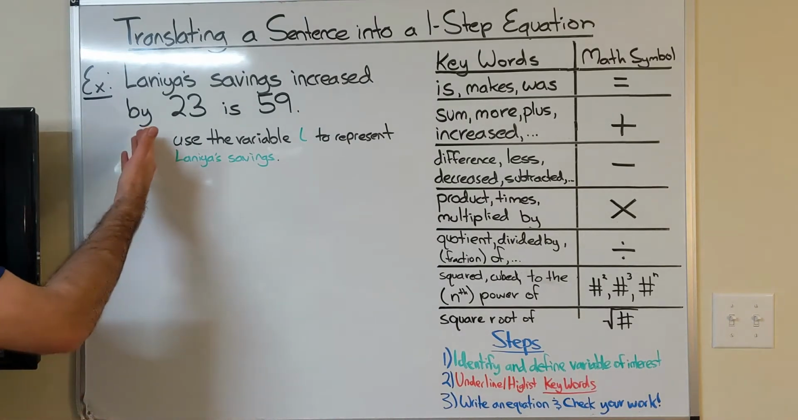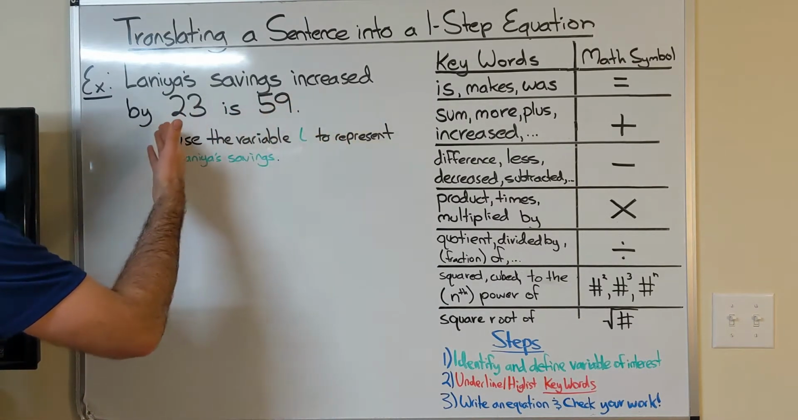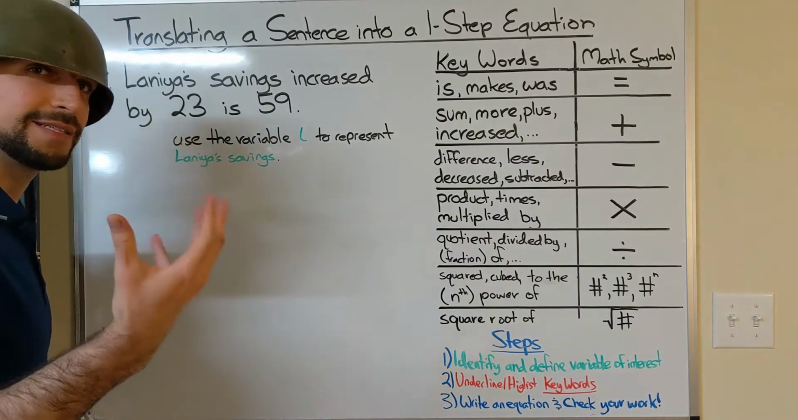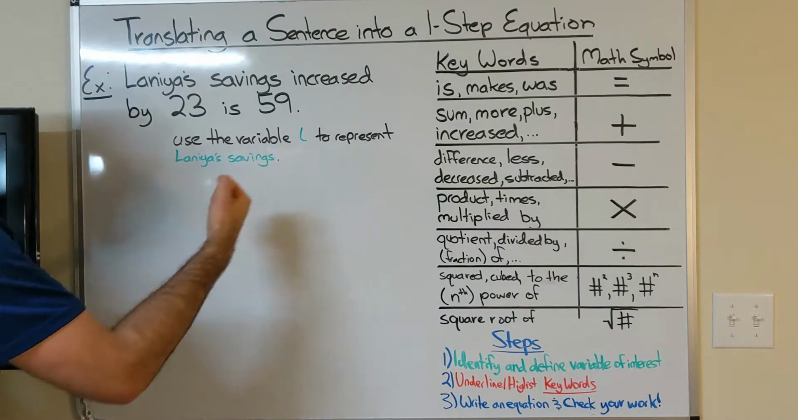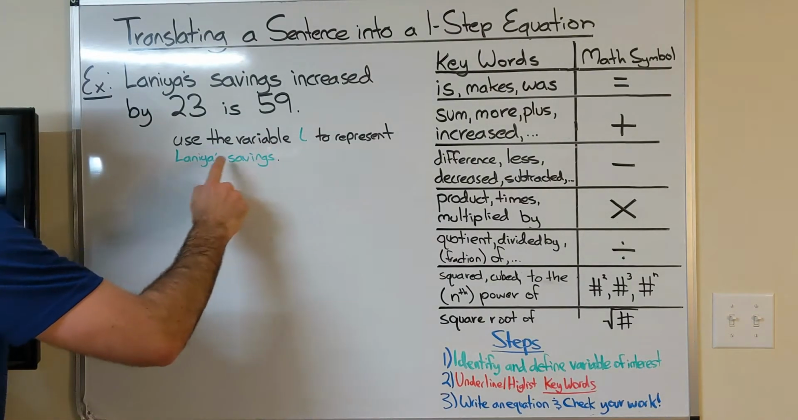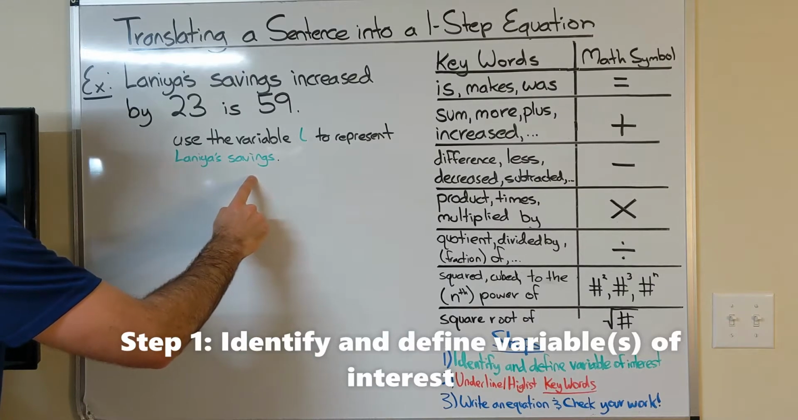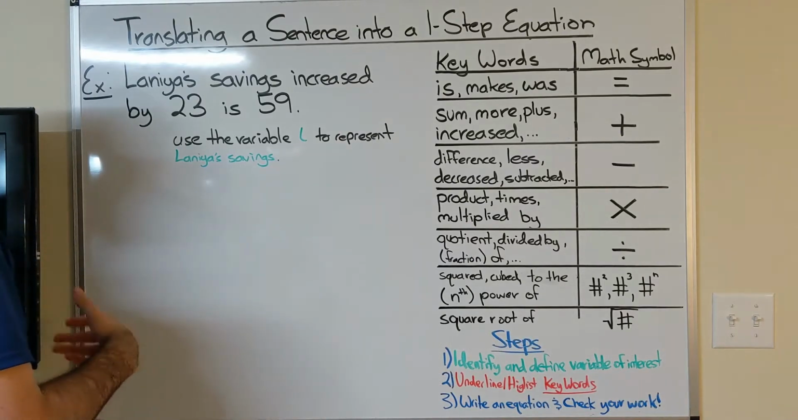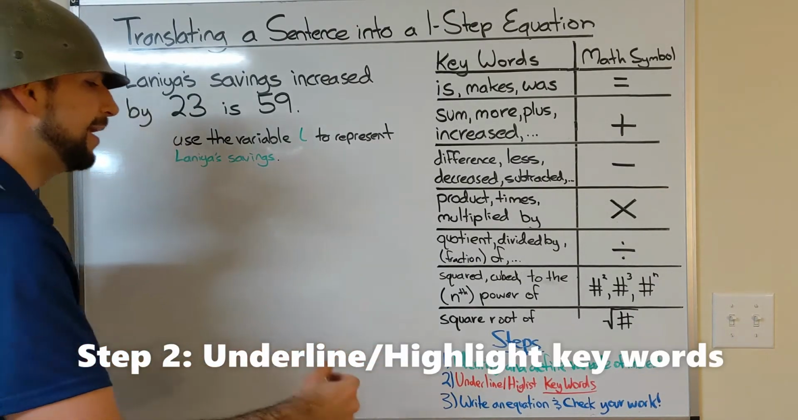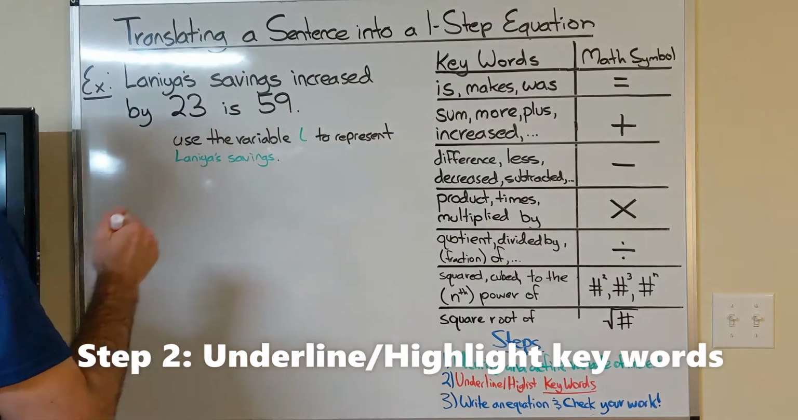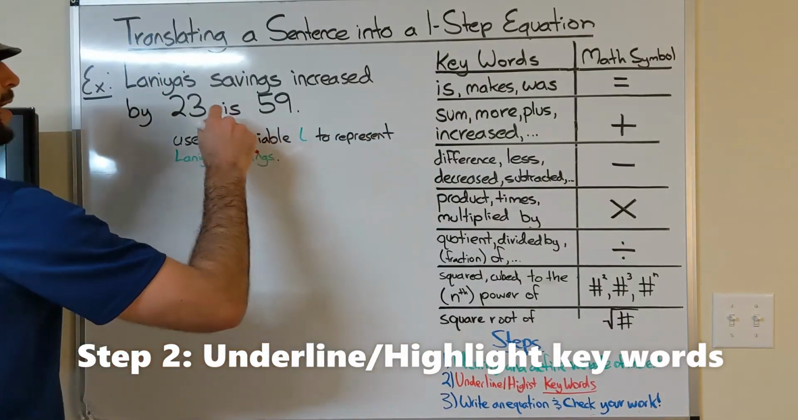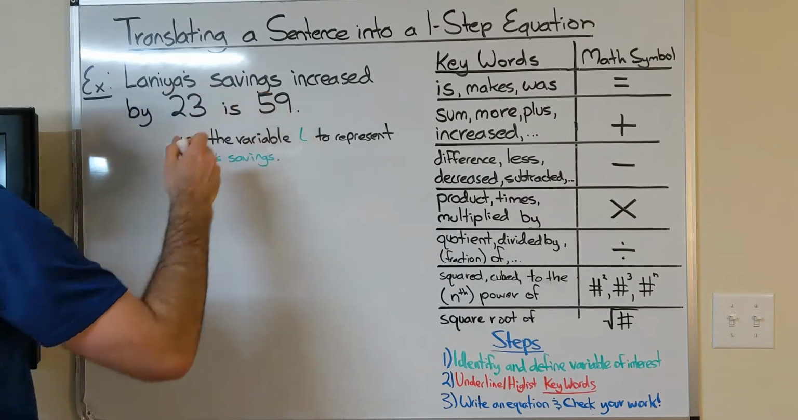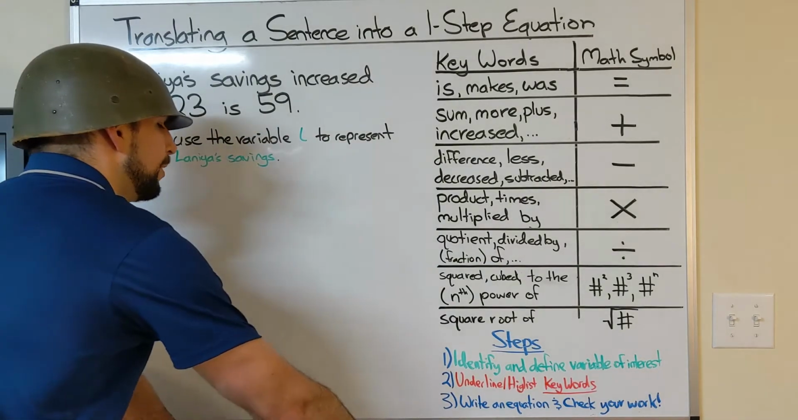For our first example, we have Lanaya's savings increasing by 23 to become 59. Now, in ALEKS, for this topic, they're going to tell us the variable of interest. They tell us, let L represent Lanaya's savings. So step one, identify and define the variable, L, of interest, is already done for us. So next, we need to underline or highlight the key words. So I'll be looking for these key words to try to translate this word problem into an equation. So we already know that her savings are the variable of interest.